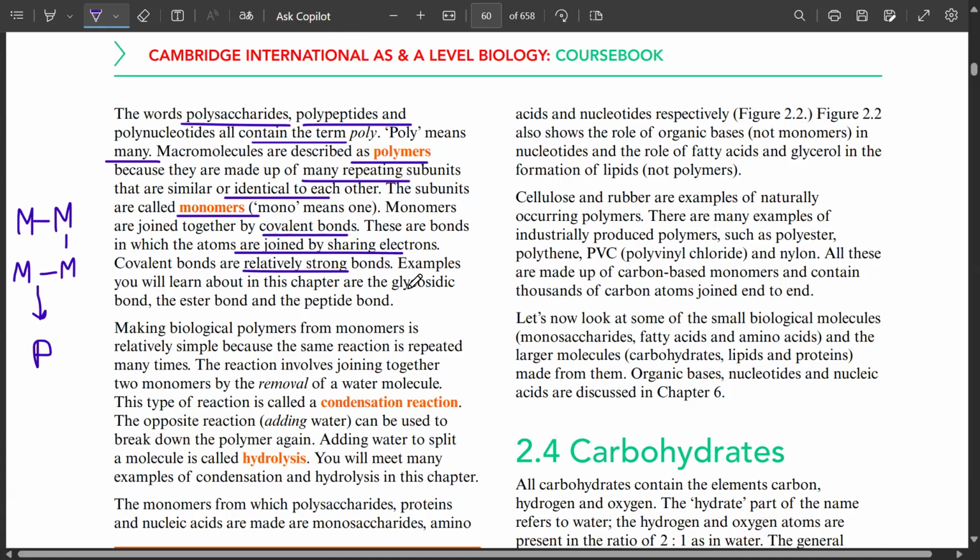You will learn three types of bond in your syllabus. One covalent bond is known as glycosidic. Glycosidic is the bond formed in carbohydrates. Then we'll talk about ester bonds, the second type. This is there in lipids. And then the third type is known as peptide bond. Peptide bonds are found in proteins. Is it clear?